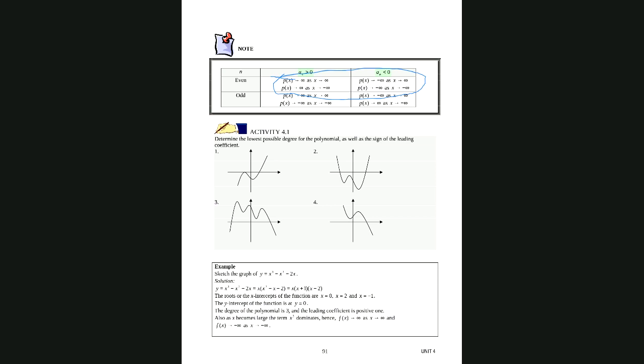Can we see that? Yes, sir. So we all agree that the sign of the leading coefficient is positive. Okay. So the third one, what will be the highest order? 6. And what will be the sign of the leading coefficient?